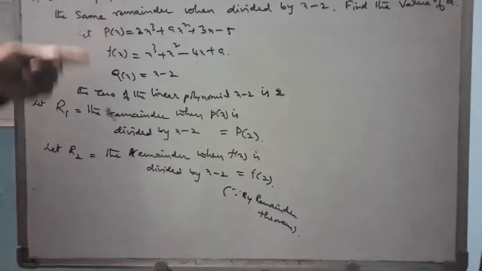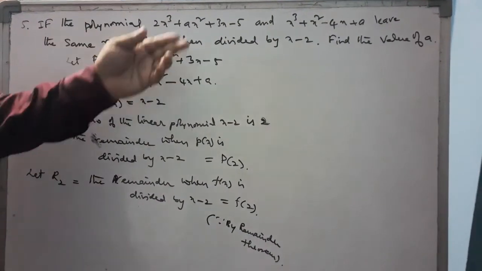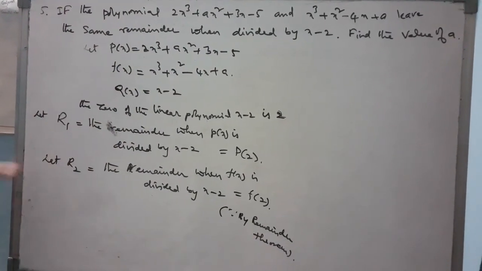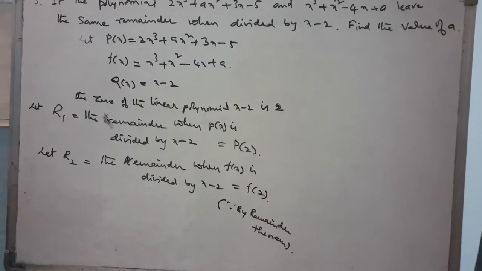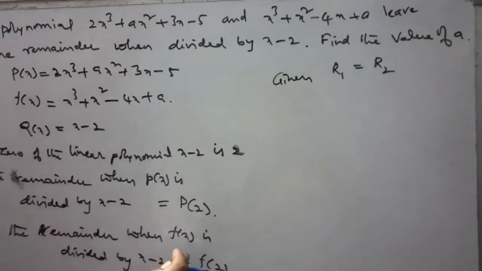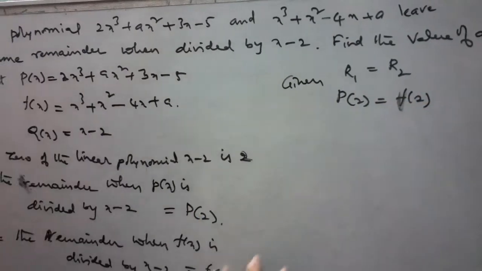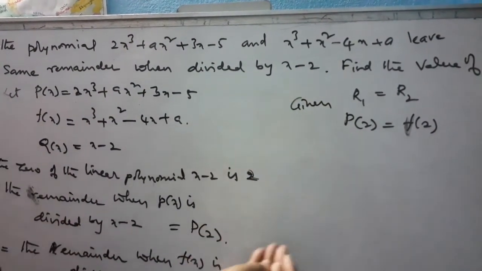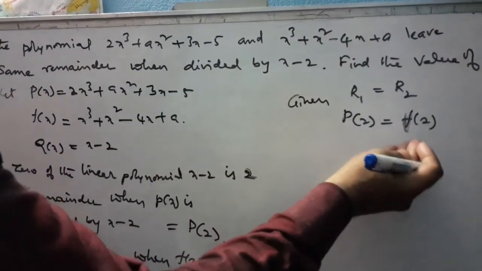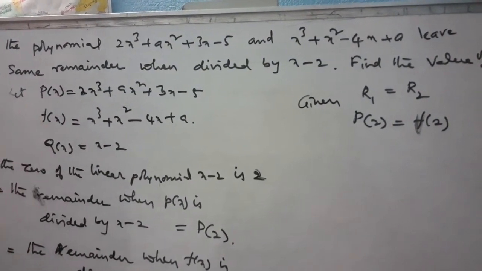Here it is given the two polynomials leave the same remainder when divided by x minus 2. That means the remainders r1 and r2 are equal. So here given r1 is equal to r2. r1 means p of 2, r2 means f of 2. So what is p of 2? p of 2 is nothing but replacing x by 2 in p of x. What is f of 2? f of 2 is replacing x by 2 in the polynomial f of x.